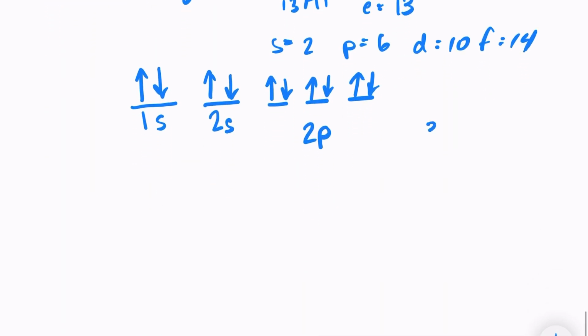So 3s, 1, 2. So now I have 12 electrons. I need 3p, which only has 1 electron in it. So let's double check. 1, 2, 3, 4, 5, 6, 7, 8, 9, 10, 11, 12, 13. So that's all that you need to do for orbital diagramming.